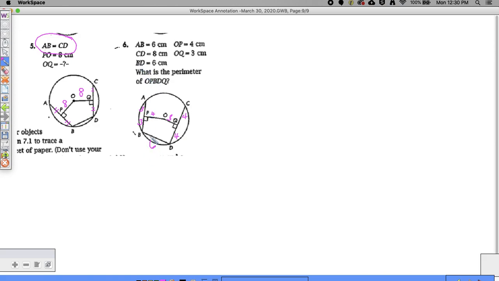Is 6. And they're asking, what's the perimeter? So we had to establish that these things were congruent to each other, so we had to break it up. The perimeter would be 3 and 4 is 7, and 3 is 10, and another 10 is 20. So your perimeter would be 20.